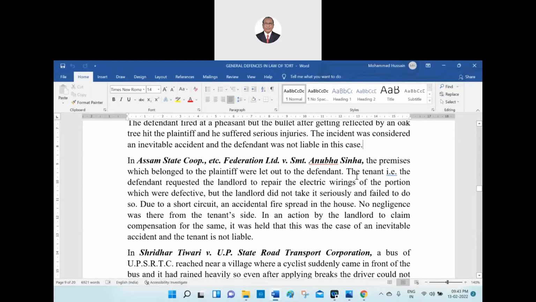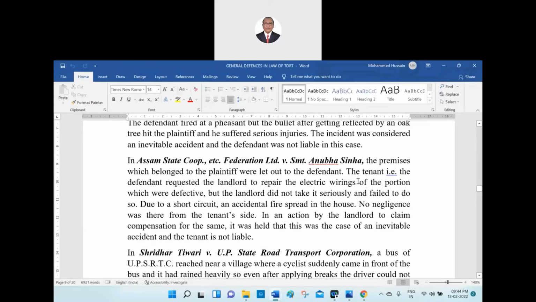It is about premises which belong to the plaintiff and are let out to the defendant. Premises means the place which belongs to the plaintiff. He let it out to the defendant, meaning he gave it for rent. Let out, like to-let.